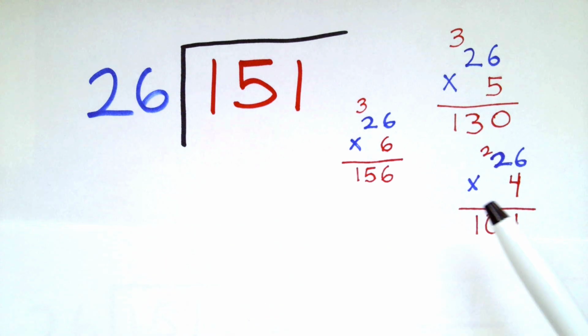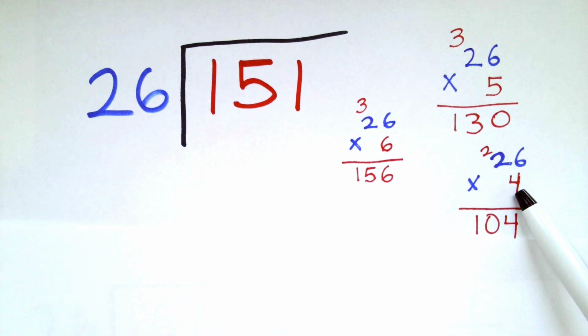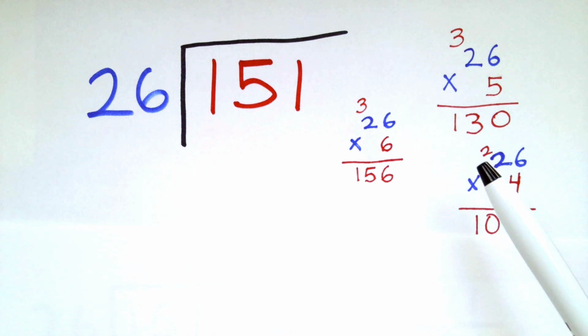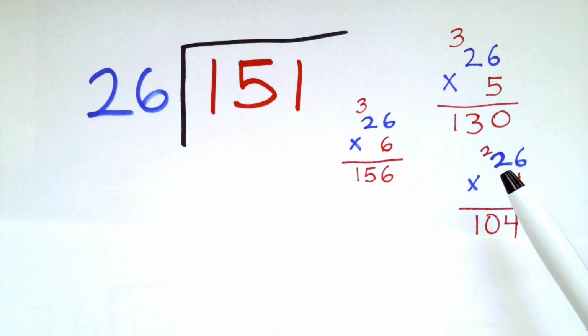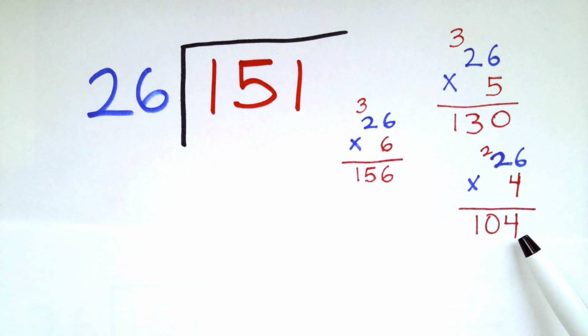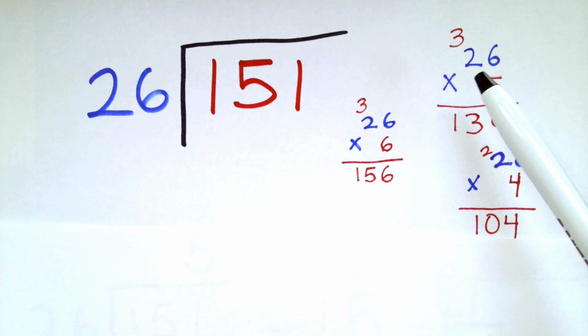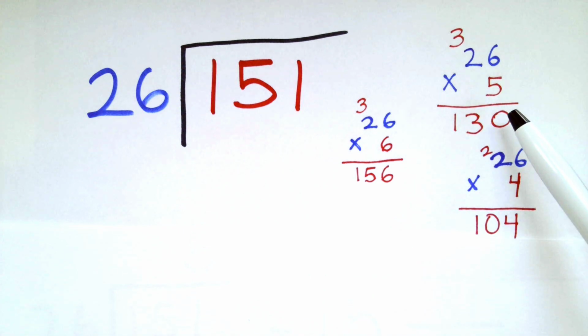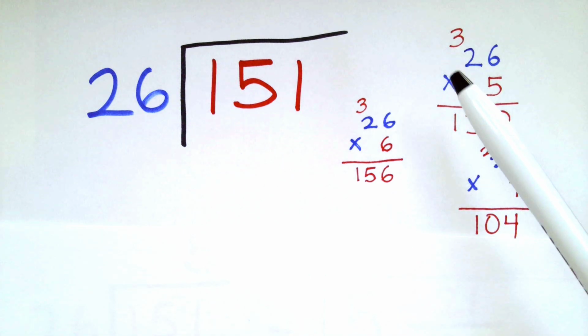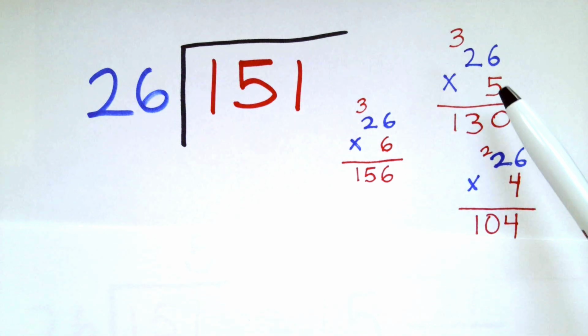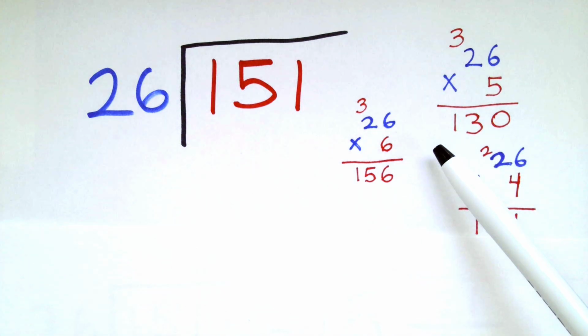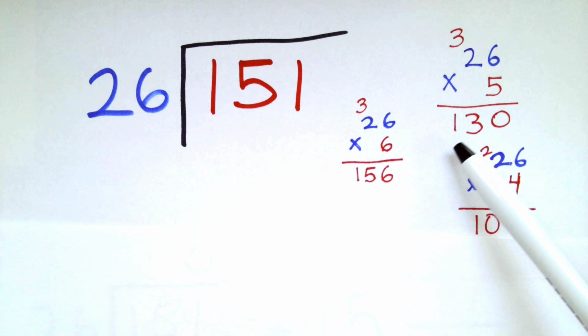I'll take 26 and I'll start off by multiplying 26 times 4, right? 6 times 4 is 24. I'll write the 4 down. I'll carry the 2. 4 times 2 is 8, plus 2 more is 10. So 26 times 4 is 104. Hey, that's less than 151. That'll work. Let's see if there's another number that will work also. 26 times 5, right? 6 times 5 is 30. I'll place the 0. I'll carry the 3. I'll add the 3 to my next product. 5 times 2 is 10. 10 plus 3 is 13. So 26 times 5 is 130.